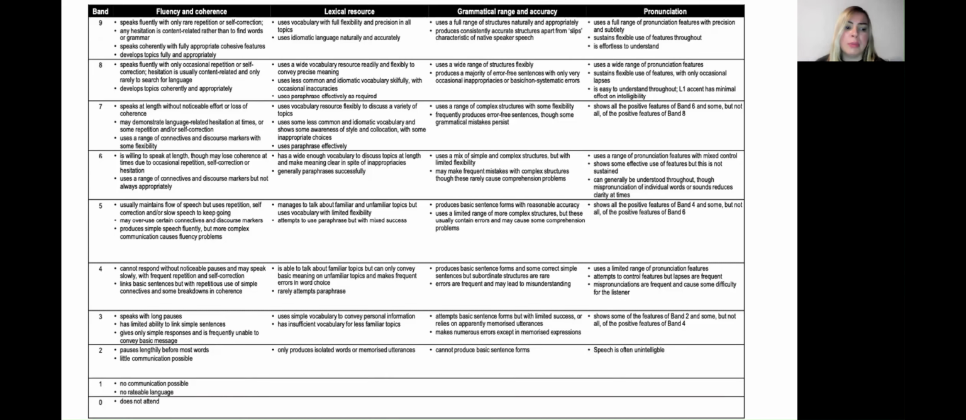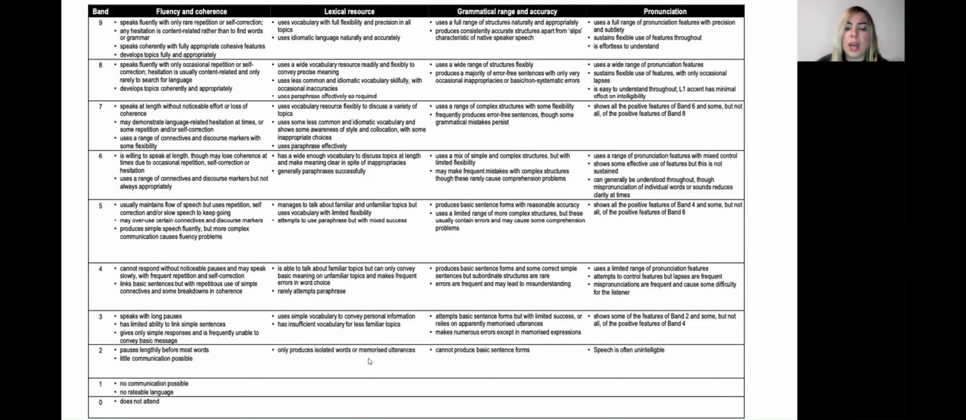So for example, if you look at the bottom, at 0, fluency and coherence is not at 10, so it's not there. At 1, no communication possible and no relatable language. At 2, pauses lengthily before most words and little communication is possible. So little communication, and that would be probably very new beginners introducing themselves, learning new vocabulary. They're producing some communication, but it's very little and limited.